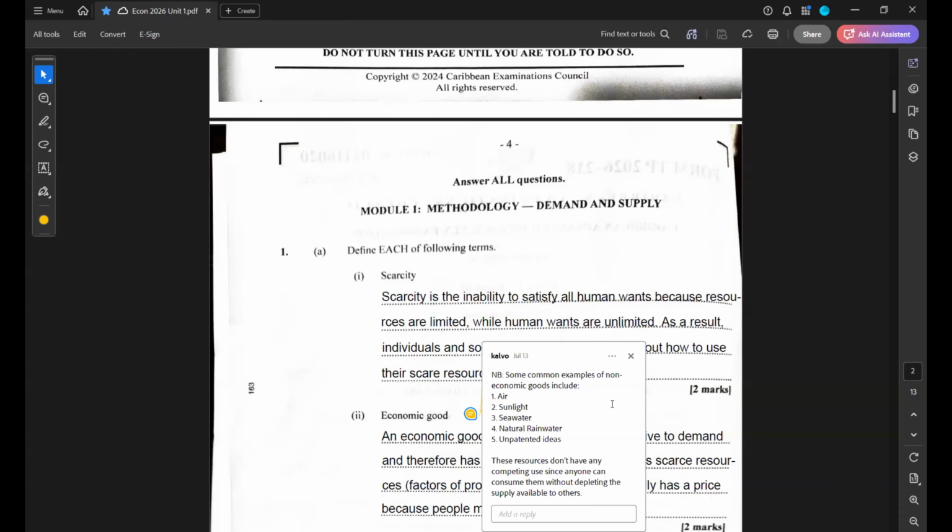But if it is unpatented, then it is not an economic good because the resources, that is, the factors of production, are not in use, right? It's not scarce. It is already there. So these resources don't have any competing use since anyone can consume them without depleting the supply available to others.